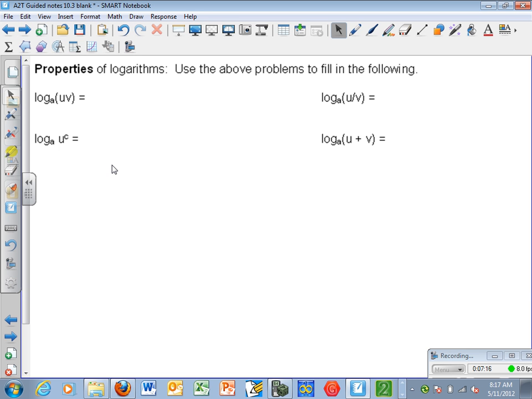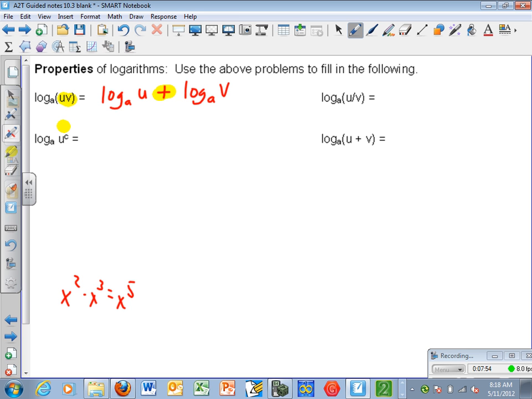So, if I have the log of, and inside here, I have u times v. So that is the log in base a, the base is going to stay the same, of u, and we're going to add the log of v in that same base. So if I have a product in here, this is key, I add the two logs. Now remember, a logarithm is an exponent. So when we had a product, for instance, of x squared times x to the third, we added the exponents. That's really what's being applied here, okay, because a logarithm is an exponent.